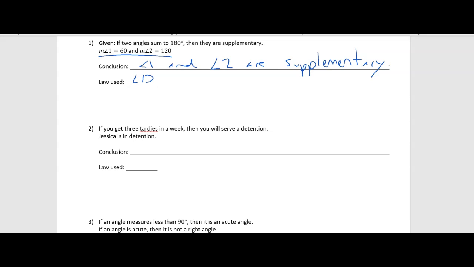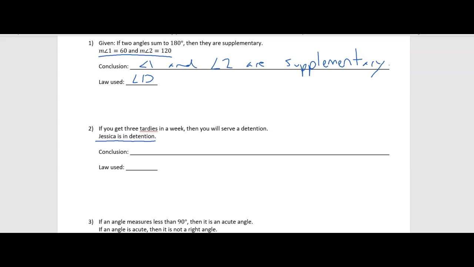Okay, number 2 says if you get 3 tardies in a week, then you will serve a detention. So that is our conditional statement. We are then told that Jessica is in detention. So what conclusion can we make? Well, turns out we actually can't make a conclusion here, right? This may look like a law of detachment problem because we're given a conditional statement that's true, and then we're given a piece of information, but the problem is this piece of information is not the hypothesis. This is the conclusion.